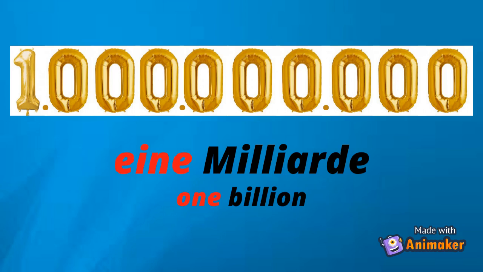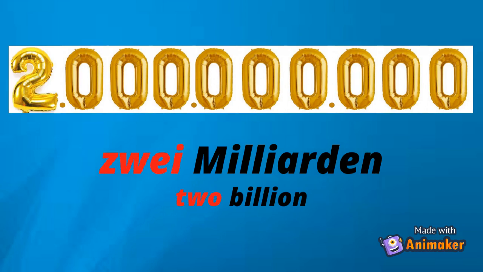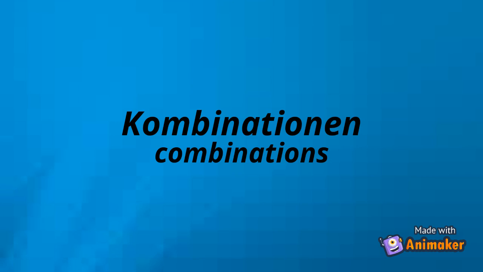Don't miss the thousand separators here. Zwei Milliarden. That means 2 billion. So when there is more than eine Milliarde, you add an n to make it Milliarden. Now let's do some random numbers.